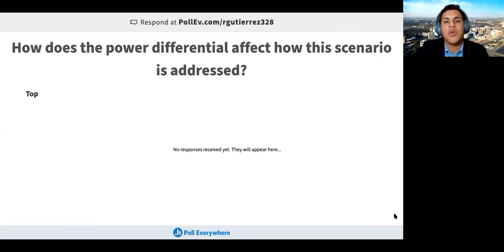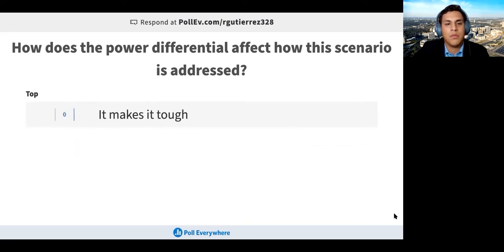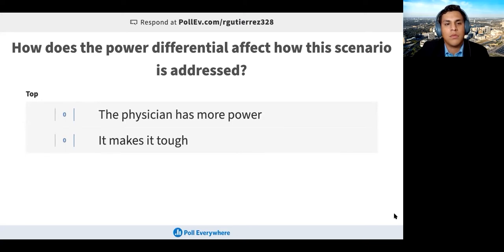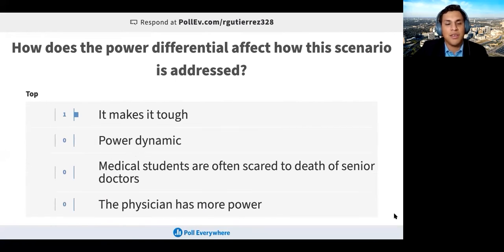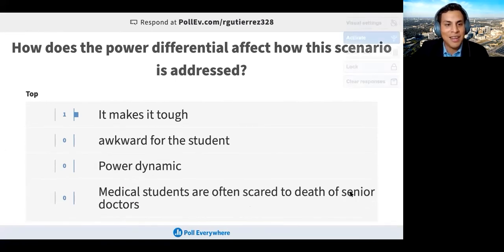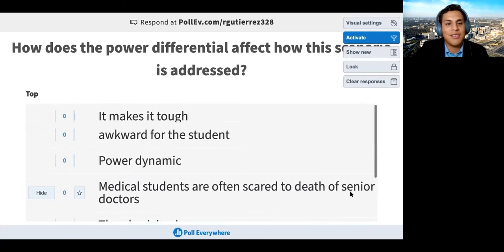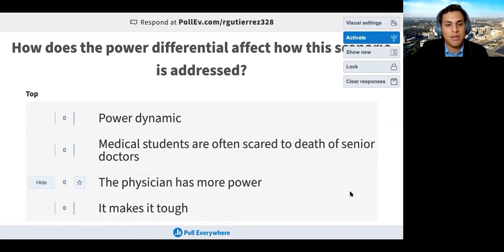How does the power differential affect how this scenario is addressed? Again, in this scenario, it is a medical student and a physician, a practicing physician. Student has no power, makes it tough. Scared to death of senior doctors. Yes, I can attest to that. Awkward for the student. Power dynamics, yes.